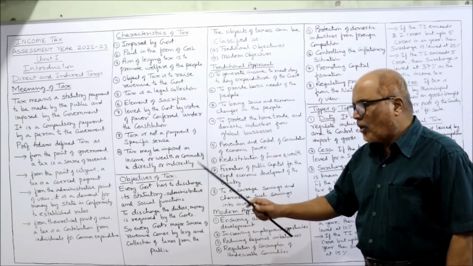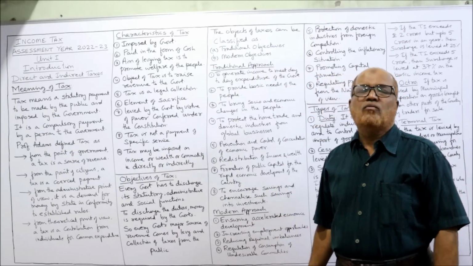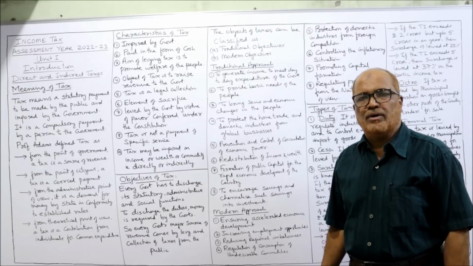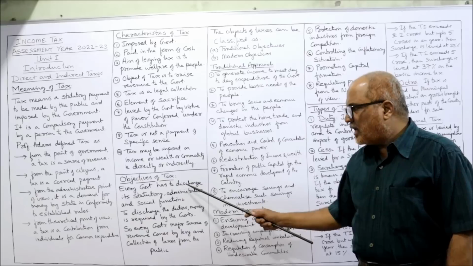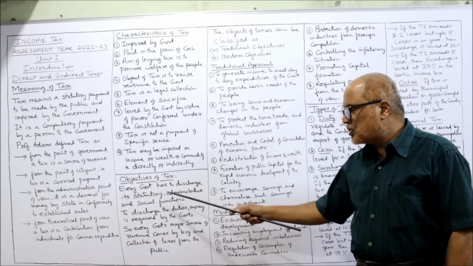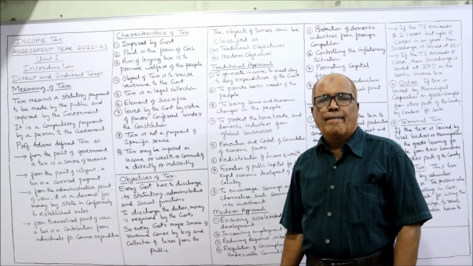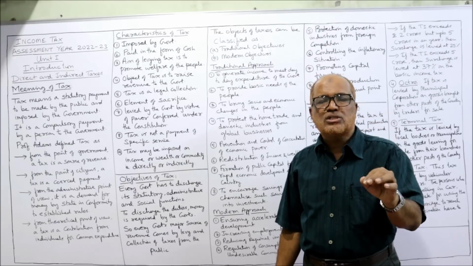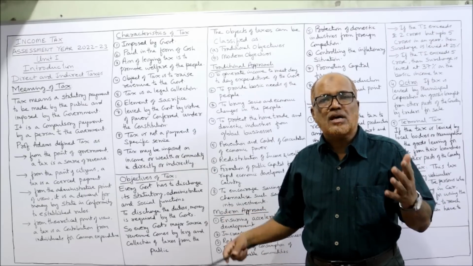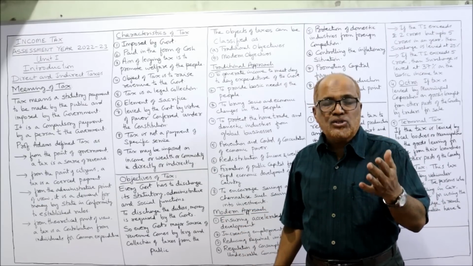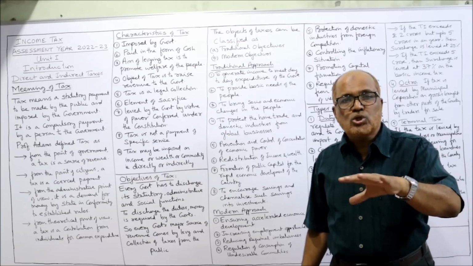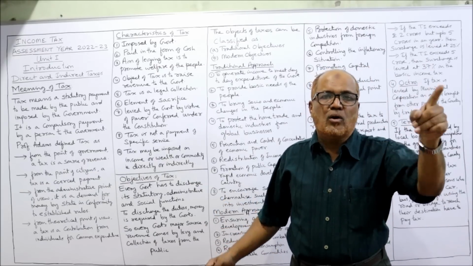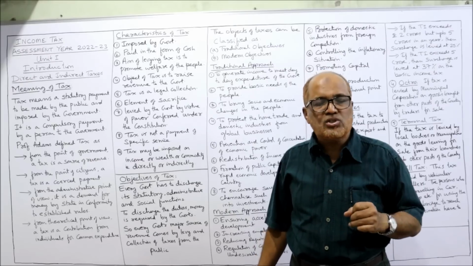Now, objectives. What are the objectives of collecting the tax, levying the tax by the government? Every government has to discharge its statutory, administrative and social functions. In every country, the government has to perform a number of functions. Statutory functions are there, administrative functions are there, social functions are there. All these are the functions or duties of the government. The government has to discharge them.